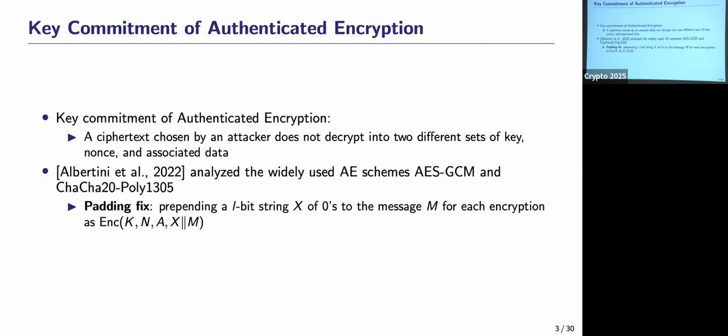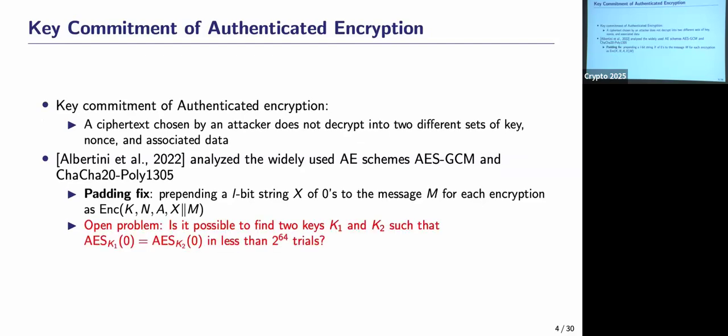They introduced a padding fix scheme, prepending 0s, denoted as X, to the message M for each encryption and checking them after decryption. The security of the padding should be evaluated for each scheme, and they proposed an open problem. Is it possible to find two keys, key 1 and key 2, such that 0 can be encrypted to the same ciphertext under key 1 and key 2 with AES in less than 2 to the 64 trials?